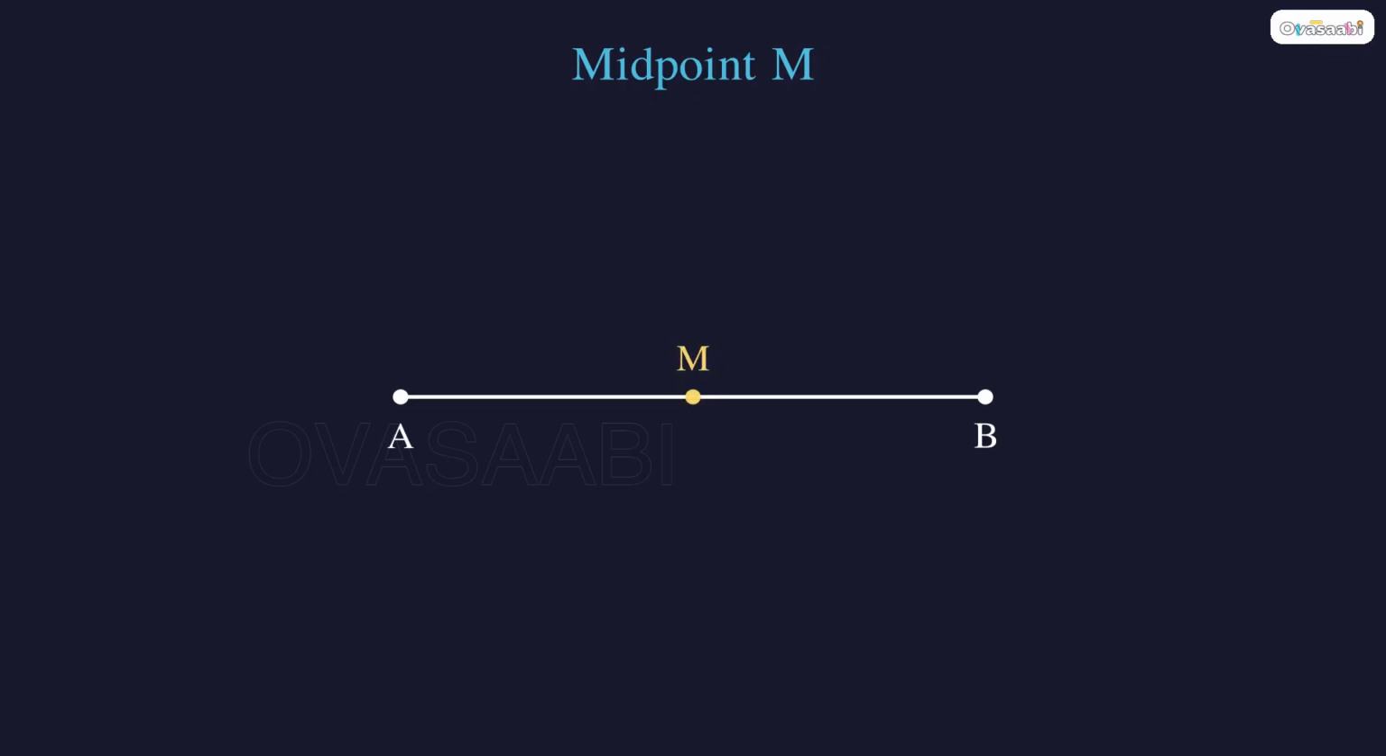The midpoint M is the exact center of a line segment. It splits segment AB into two equal parts. So AM equals MB, always.